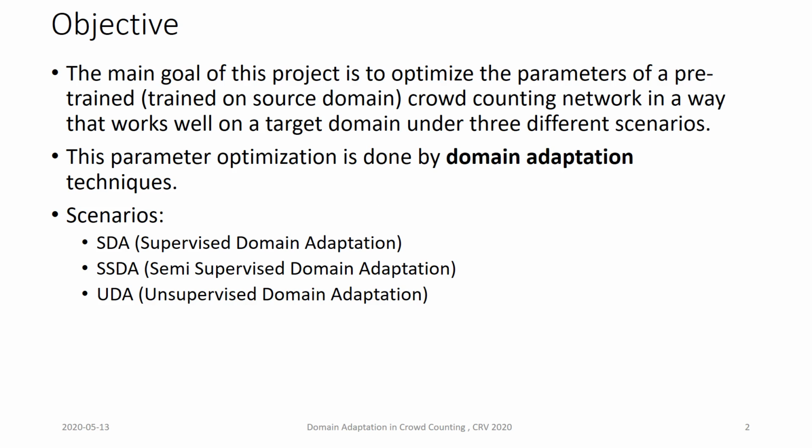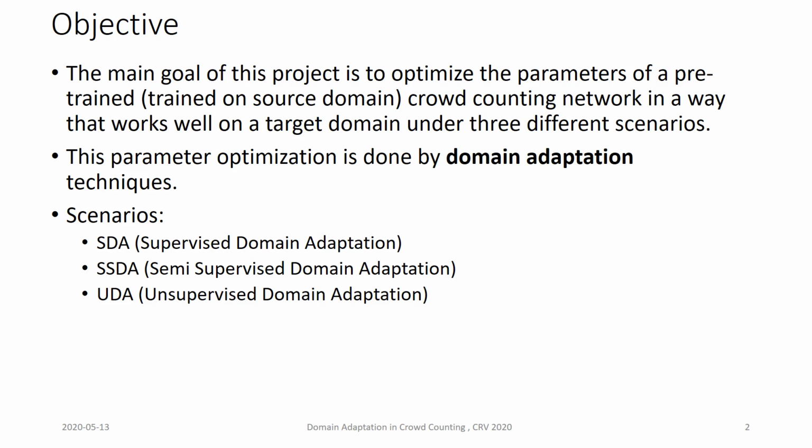The main goal of this project is to optimize the parameters of a pre-trained crowd counting network, which means we are going to train our network on a source domain dataset, which has a lot of images from maybe one domain or maybe from different domains, and then we are going to optimize the parameters on a new target domain by considering three different settings: SDA, SSDA, and UDA. And this parameter optimization is basically done by a domain adaptation technique.